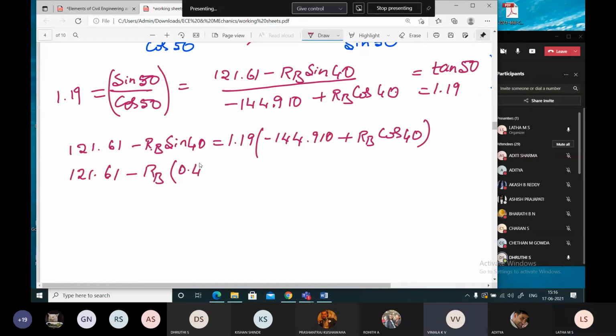0.64 into, multiply these two terms. What do you get? Minus 172.44, ma'am. Minus 172.44. Correct?